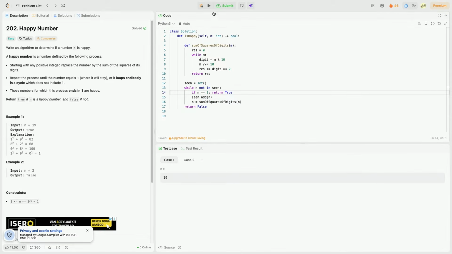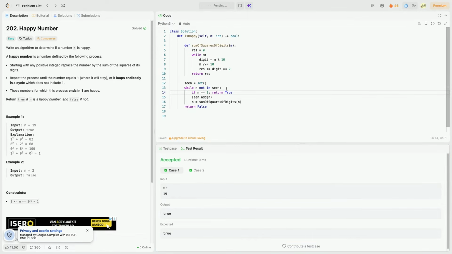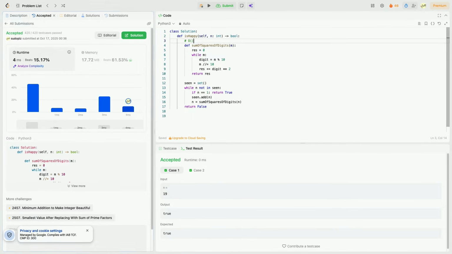So if we run this, we get the correct result. And if we do a space and time complexity analysis, let's see, time and space.